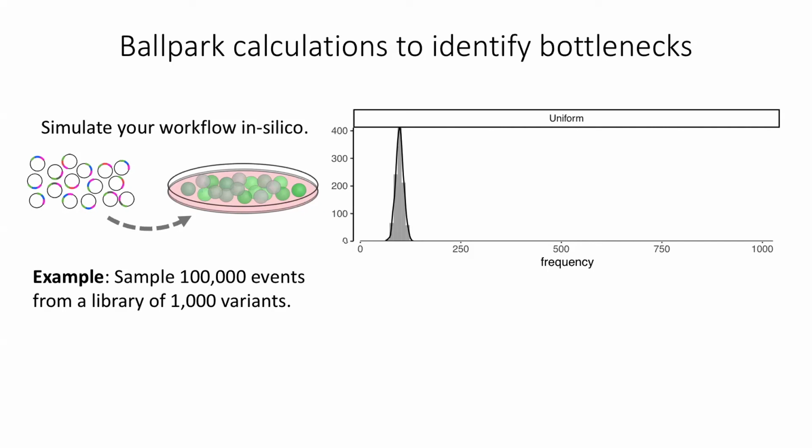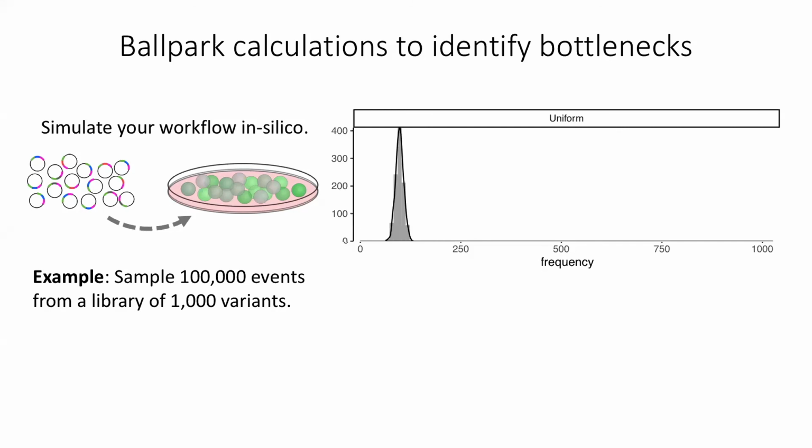And I think while that's convenient, it kind of gets away from how you should really be thinking about it, which is that you can just consider the various steps in DMS as various sampling steps. For example, over here, I'm taking 1,000 variants in this uniform distribution and sampling 100,000 events, and that's the type of distribution I would get if I did that.